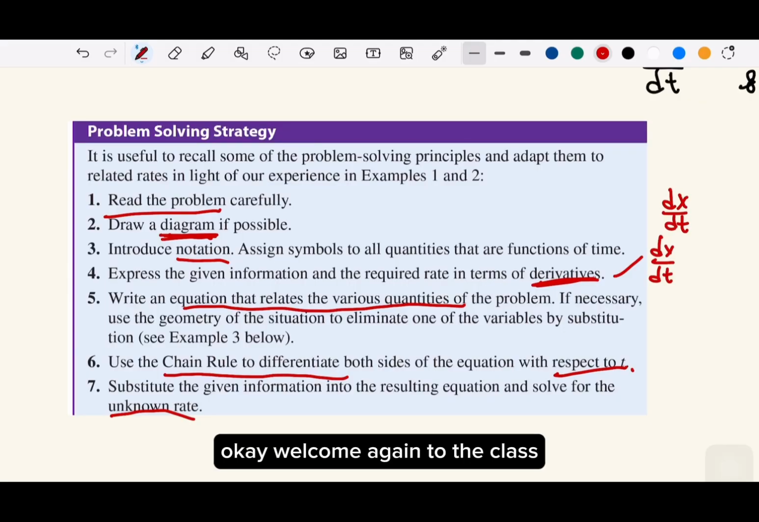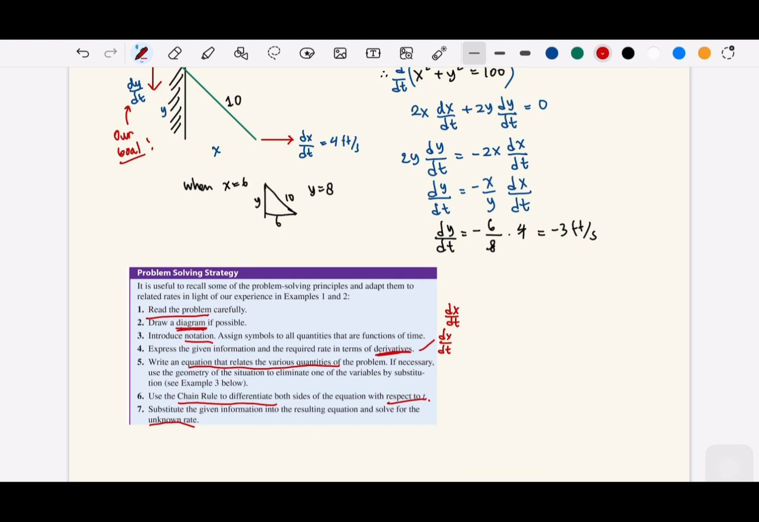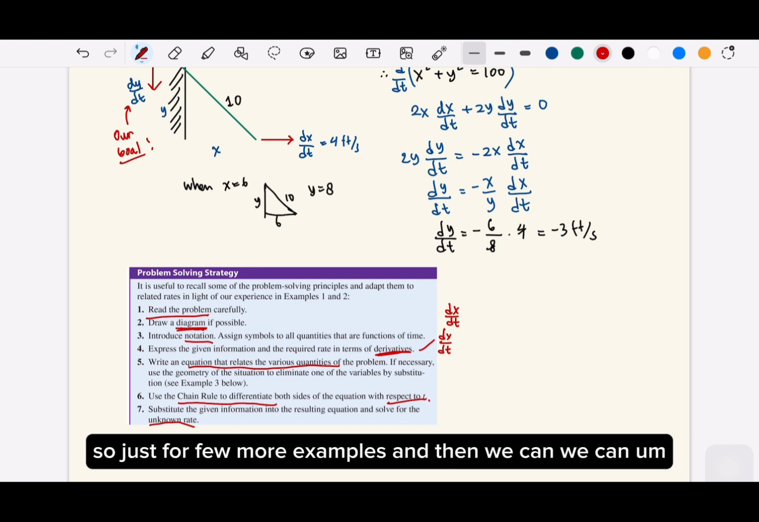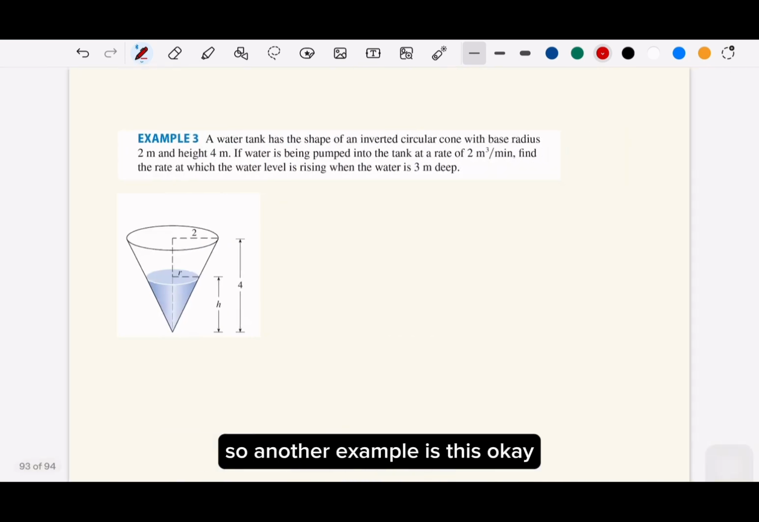Hello. Okay, welcome again to the class. It's supposed to be TA class, but it's me again. So let's go through another example in related rates, and then we may finish the class early. Is that okay? Yeah. So just a few more examples, and then we can end the class.